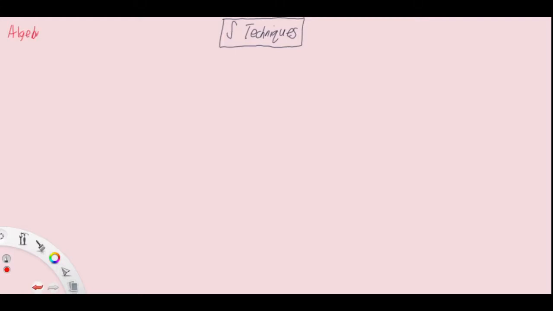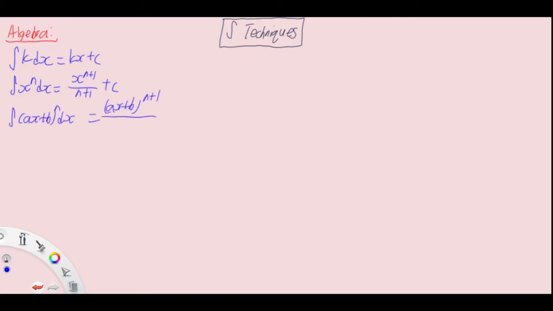Under our techniques, you have algebra. So if you integrate a constant k, you get back kx plus c. If you integrate x to the power of n, you just increase the power by 1, divide by the new power. If you have (ax plus b) whole thing to the power n, you do the same thing: increase the power by 1, divide by the new power. Although you have to divide by the derivative inside the function. And these two functions only apply when n is not minus 1.